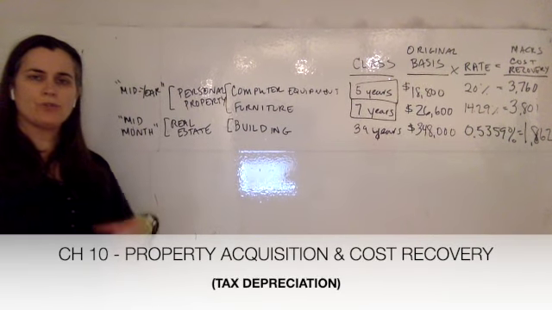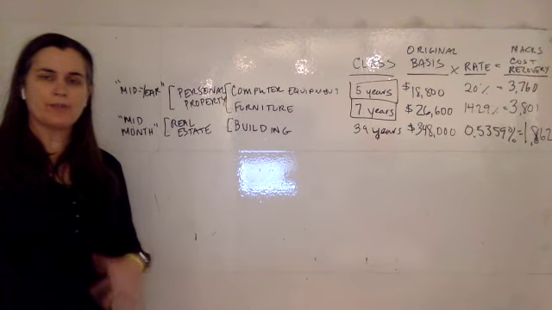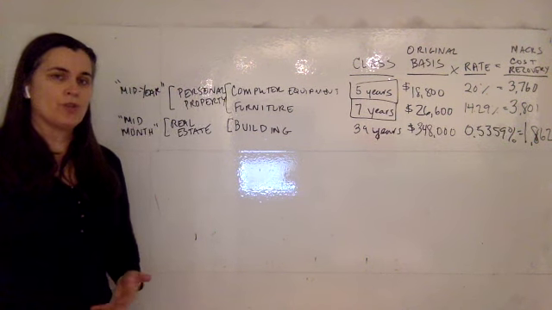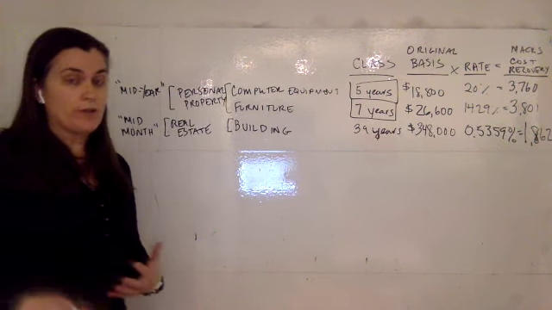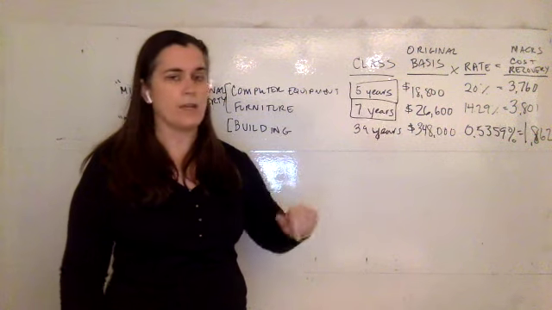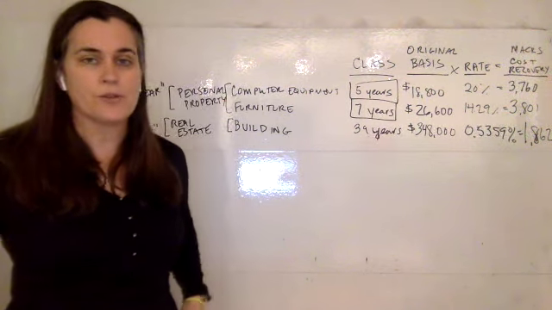Hi, everybody. I wanted to give a brief tutorial about Chapter 10, tax depreciation, or what we call cost recovery. We call it cost recovery because I want you to think, first of all, big picture. Let's say that you invest, and I've got some assets listed up here on the screen. Let's say that you purchase a big computer system for $18,800, okay?